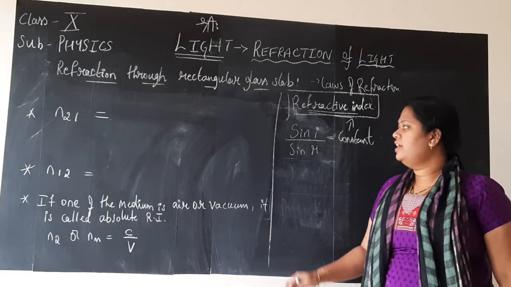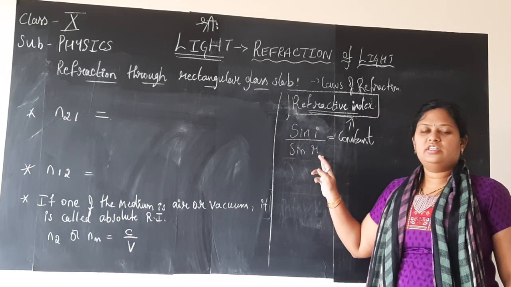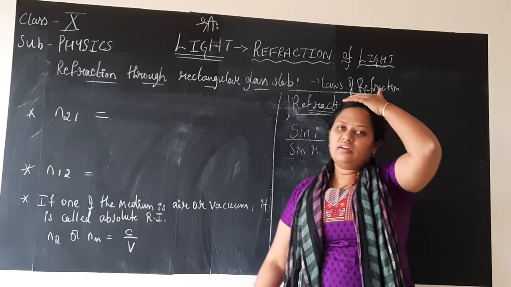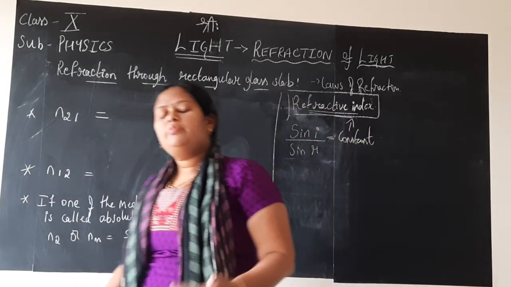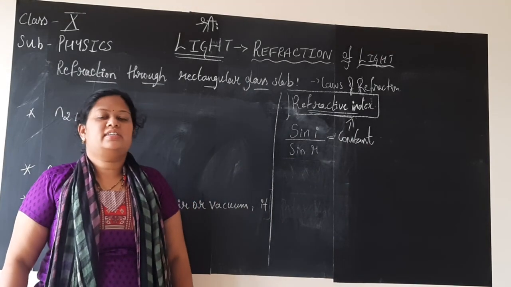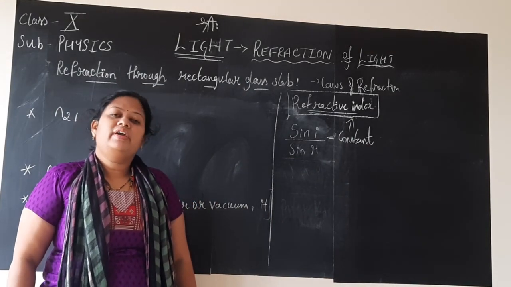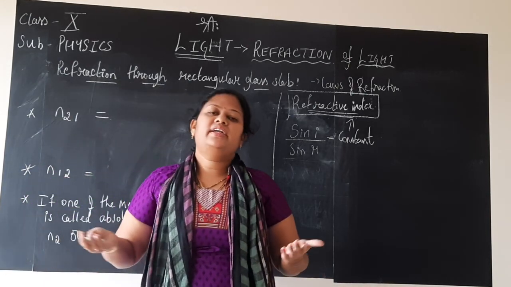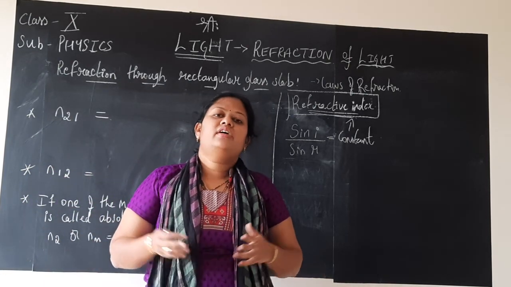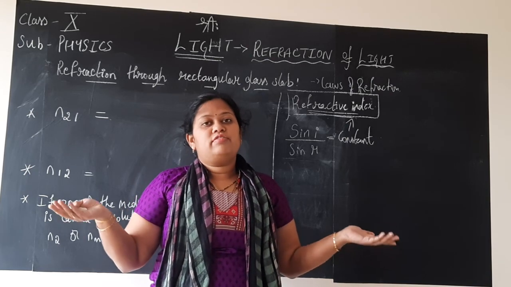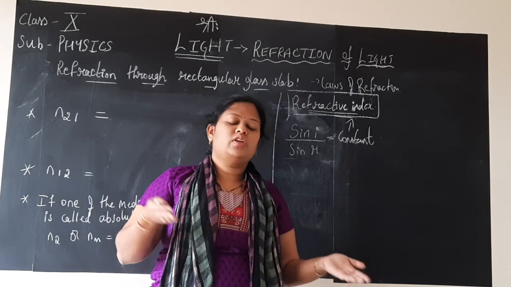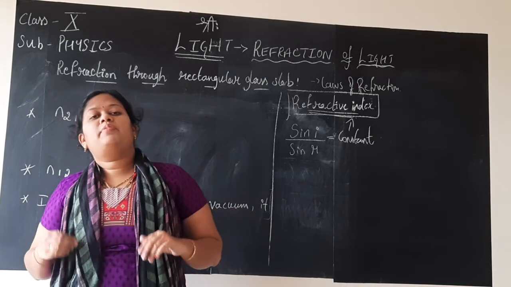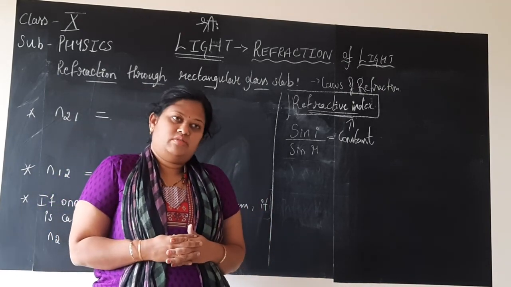So children, we studied that the ratio of the sine of the angle of incidence to the sine of the angle of refraction is a constant, and that constant is called the refractive index. Why should we study this refractive index is the next question. We have already understood that light travels with different speeds in different media, isn't it children? That is the reason the ray of light bends towards the normal or away from the normal, all that we studied. And in turn, in general, the direction of propagation of light will change, we understood.